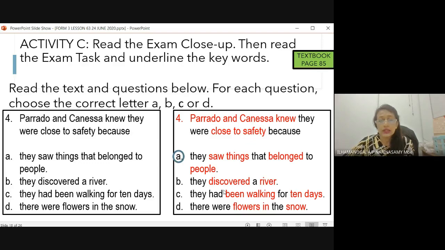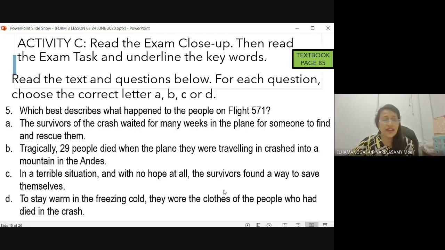Let's continue. Number 5. Number 5 is very long. Please put in what the keywords are for number 5. Mahasri, for question number 4, they saw farm animals. I agree with you. So you have: best describes what happened to the people on flight 571. Hadif, what happened to the people? Mahasri, describe what happened to the people on flight 571. Sharinya goes for answer A: survivors waited for someone to rescue them. Any more?